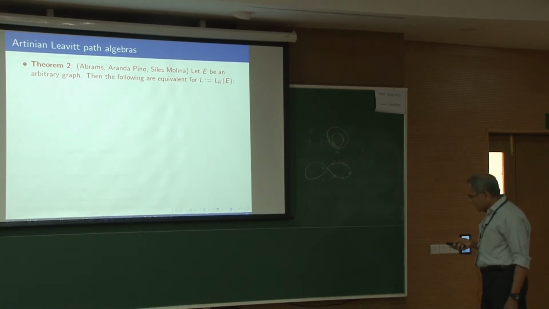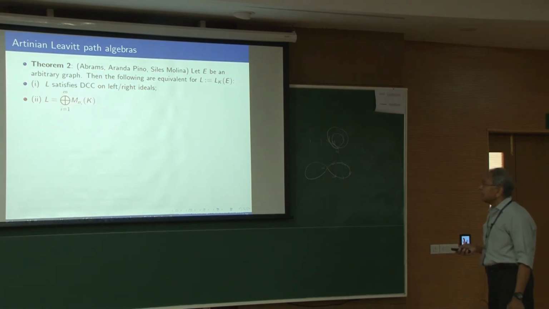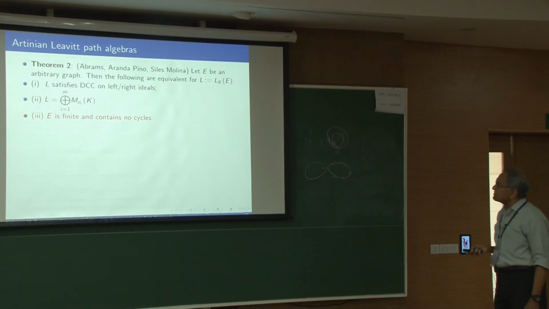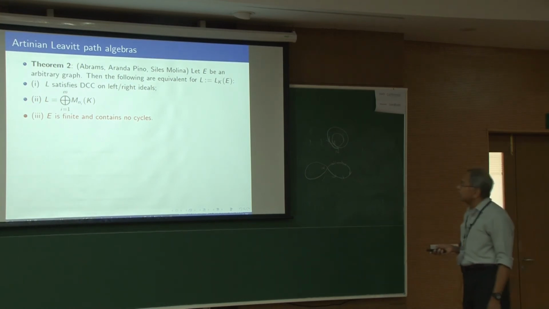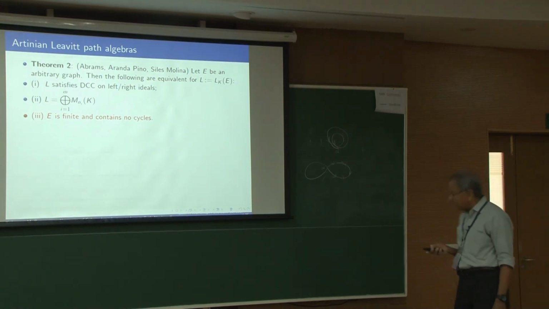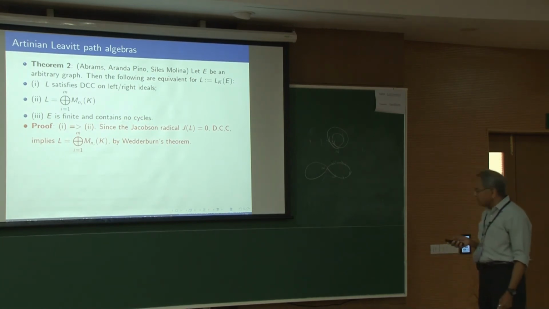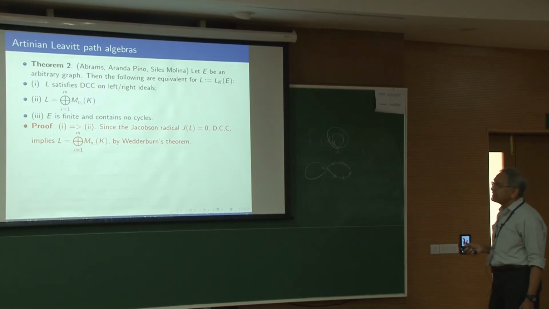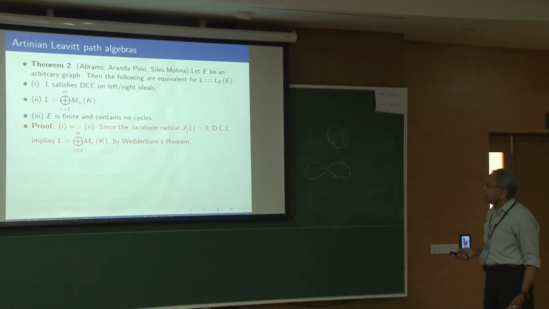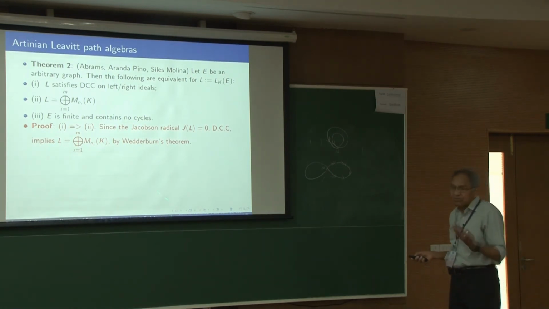Namely, suppose E is an arbitrary graph, then the following conditions are equivalent. Let's say it satisfies descending chain condition on left ideals, then that is equivalent to saying that it's a direct sum of finitely many matrix rings, which is equivalent to saying the graph is finite and it contains no cycles here. Okay? Now the condition 1 implies 2 is pretty obvious, many of us may know, because we have a ring whose Jacobson radical is 0, and it is going to satisfy descending chain condition, we know by Wedderburn's theorem. The ring decomposes as a direct sum of finitely many matrix rings, so pretty obviously.